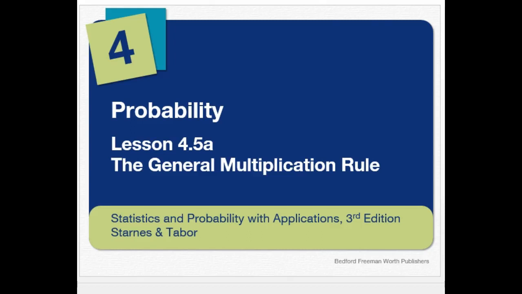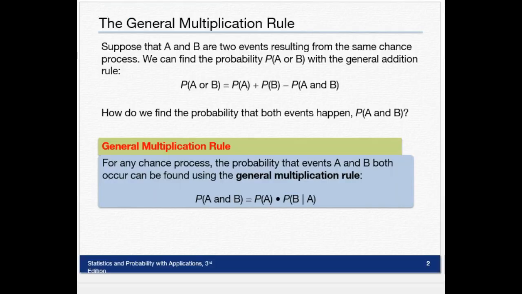All right, in 4.5a, we're going to talk about what's known as the general multiplication rule of probability. Suppose that A and B are two events resulting from the same chance process. We can find the probability of A or B with the general addition rule, which is what we talked about before. Remember, you add the probability of A, the probability of B, and you subtract the overlap where it's both. But how do we find the probability that both events happen?